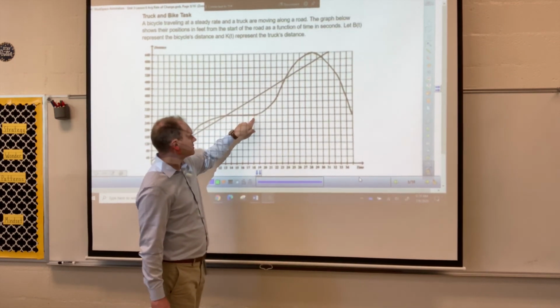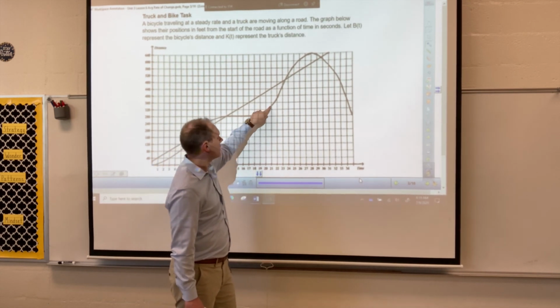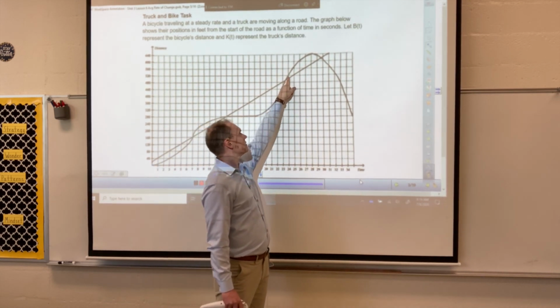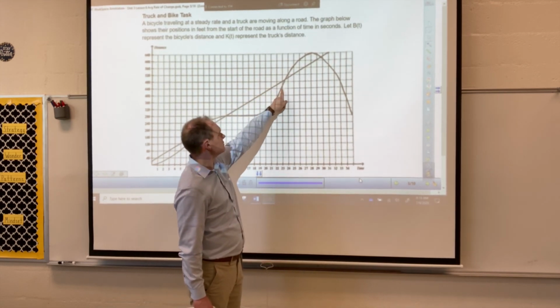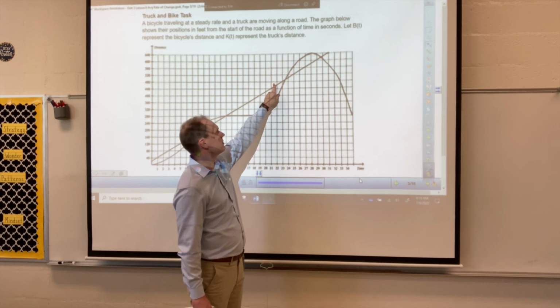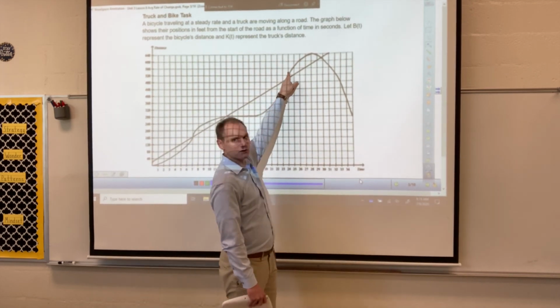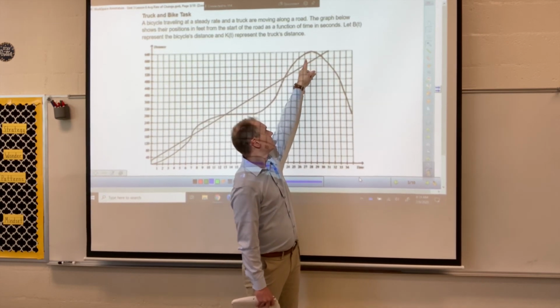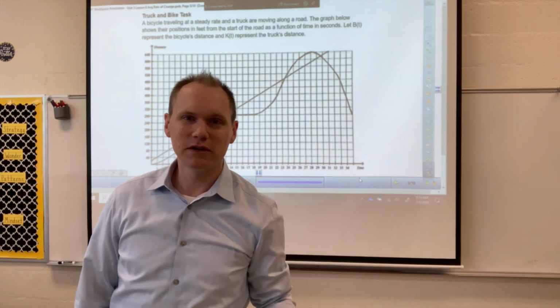But then once the truck passes through the stop sign, he speeds back up and goes really, really fast through here. Notice that he's traveling faster here than the bike is, because it's steeper here than maybe the bike is. So he passes the bicycle once more, and then at the very top there, he actually delivers the pizza.